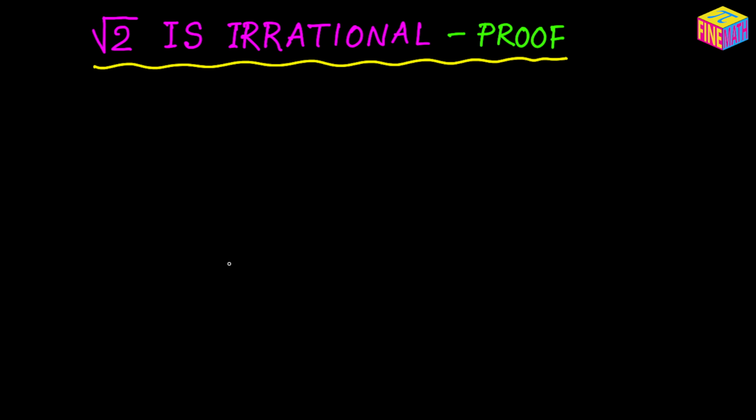Hi everyone. In this video, we are going to prove that square root of 2 is irrational. Now let's first try to understand what a rational number is. A rational number is such a number that can be represented as a ratio of two co-prime numbers.